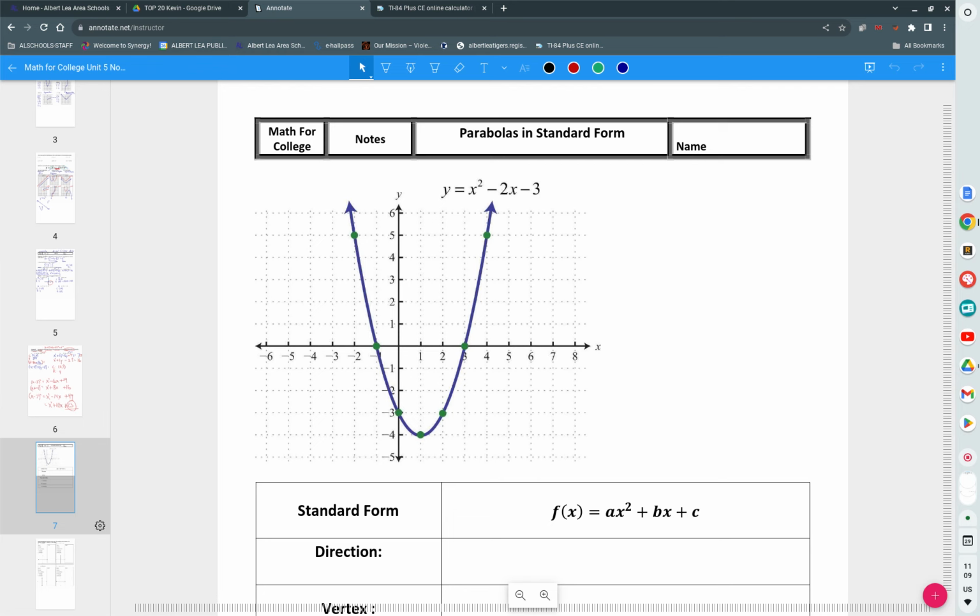We're going to do half of it today, half of it tomorrow. We're talking about parabolas in standard form. The standard form of parabolas is y equals ax squared plus bx plus c.